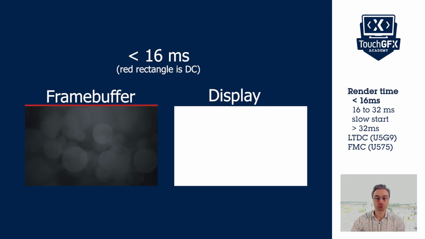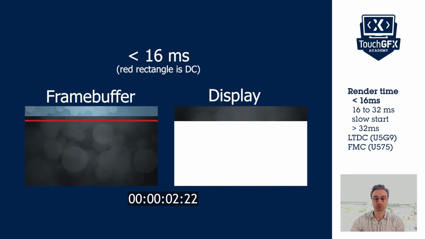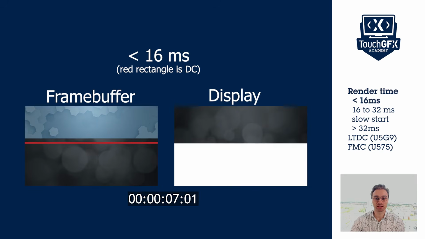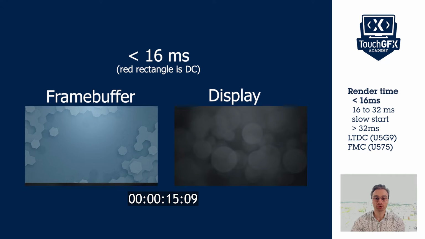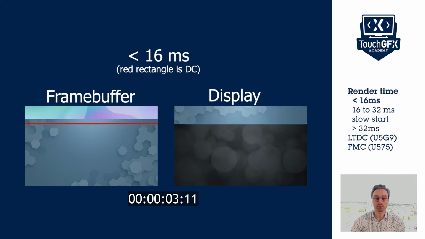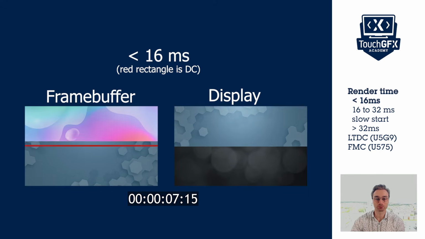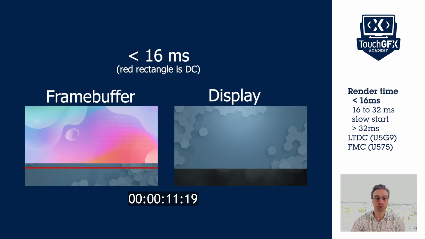As usual, you should try to make sure your render time is 16 milliseconds or less. This is what you see on the screen right now. You see the DC line going down and the new frame being rendered on time. Making sure that the frame is rendered on time allows this loop to be perpetual, so we don't skip a frame and we don't have tearing effect.